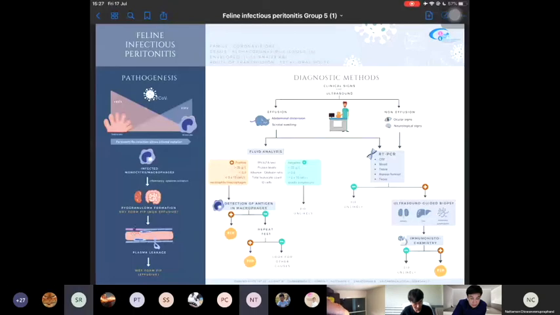First of all, effusion in FIP has low cell content, so it's very hard to get good quality cells to stain with immunofluorescence. That is one of the issues. So sensitivity is quite low, but specificity is very high.